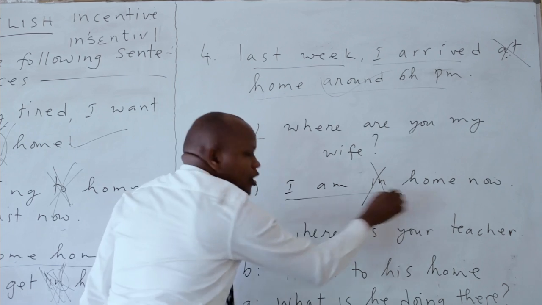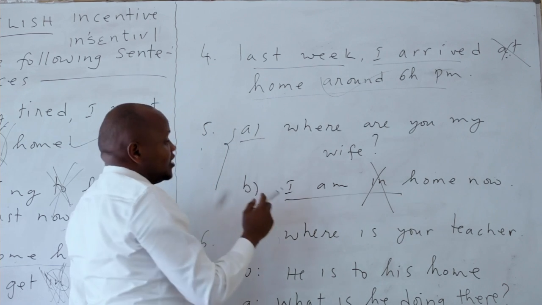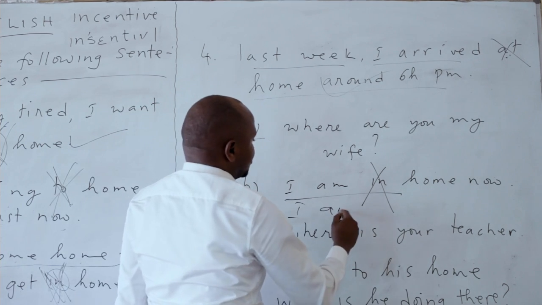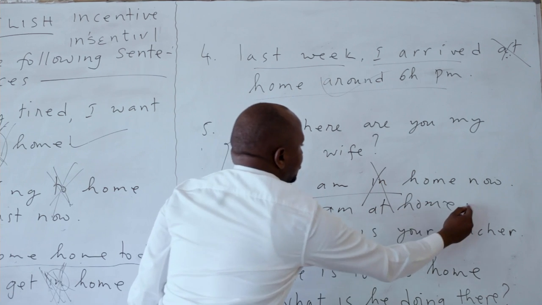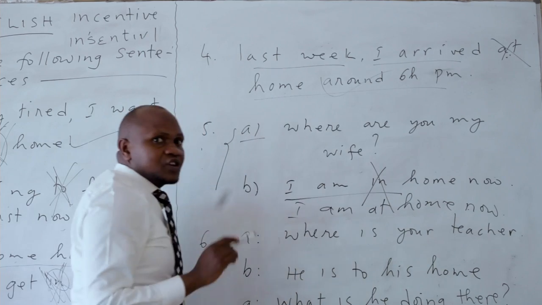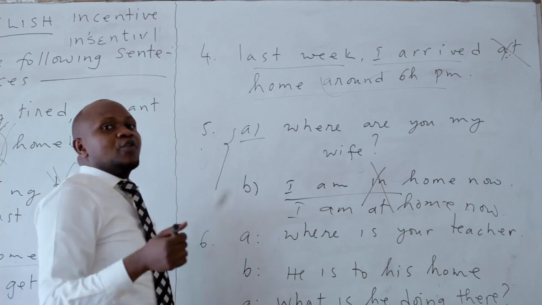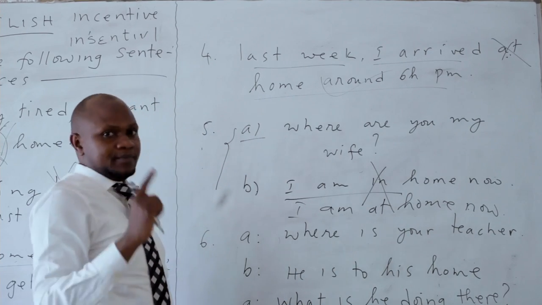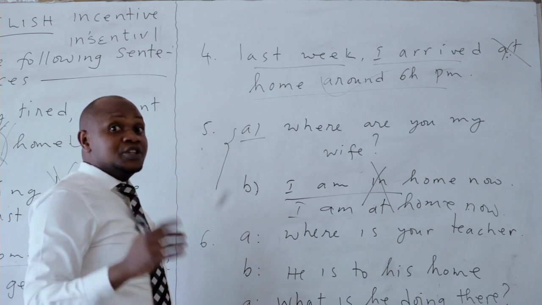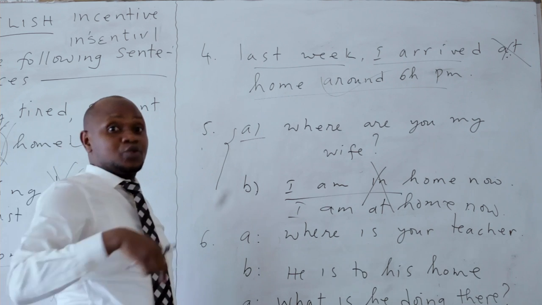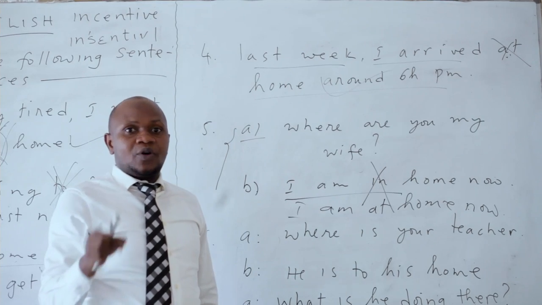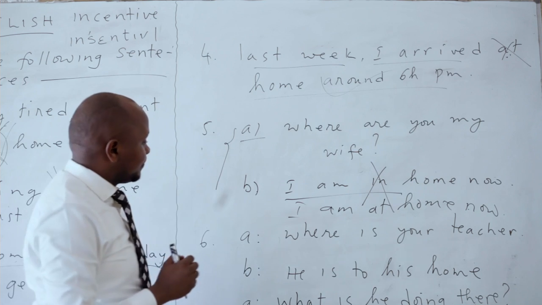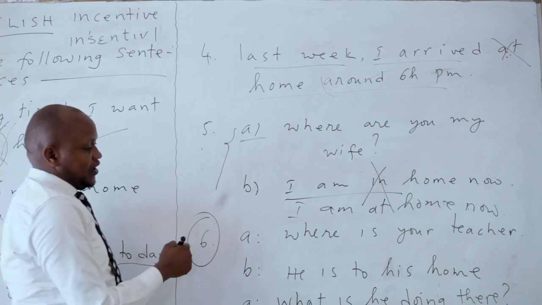I am home, or you can say, I am at home. I am at home now. But don't say I am in home. No, I am home. Don't say I am in home. You can say, I am in my house. But I am home. Or I am at home. Nice.